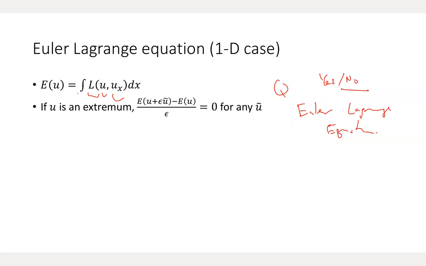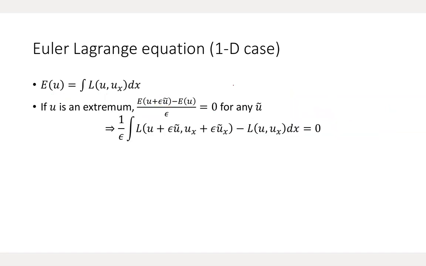Again, we're trying to find the extremum. I take the integral of this entire function L and find the extremum of E. For the extremum, if we vary U by U tilde epsilon, it should be equal to 0 for all U tilde. I probably should write that down, but that's okay.